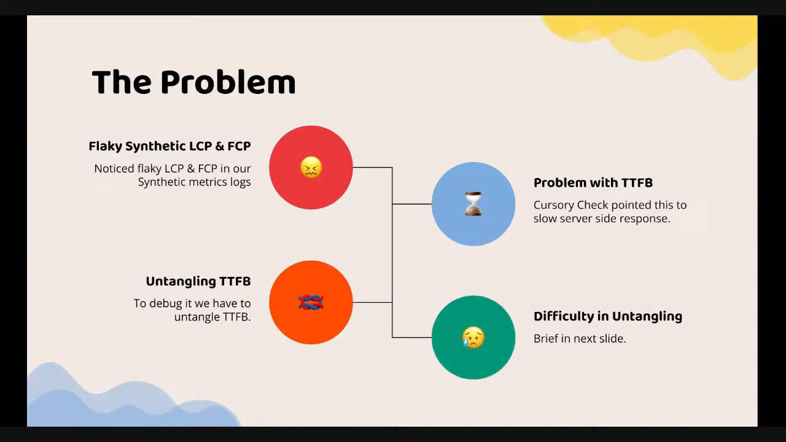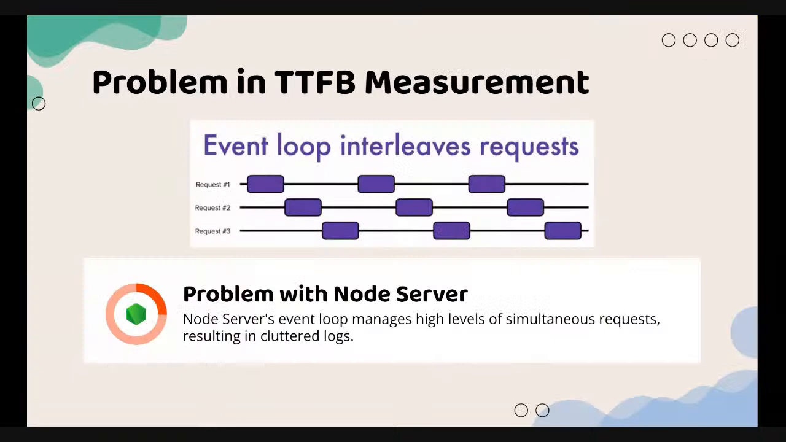But there is a difficulty which we were facing in untangling TTFB because of Node.js's non-blocking feature. A Node server uses an event loop behind the scenes to handle different requests. Because of its non-blocking nature, Node.js will handle new incoming requests, and that leads to interleaved requests, which in turn leads to cluttered logs.